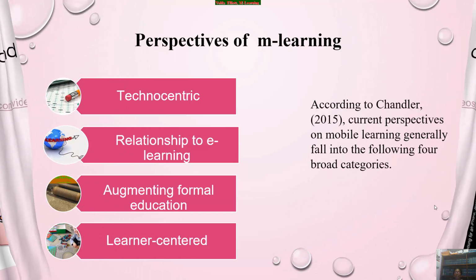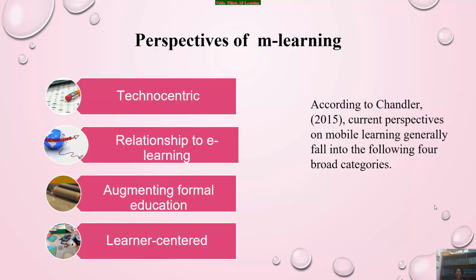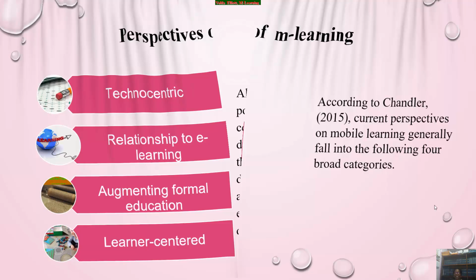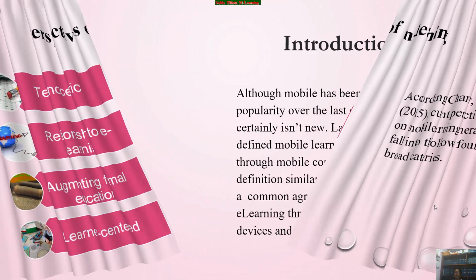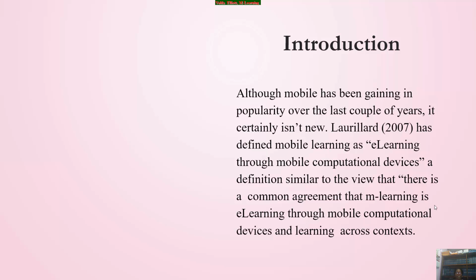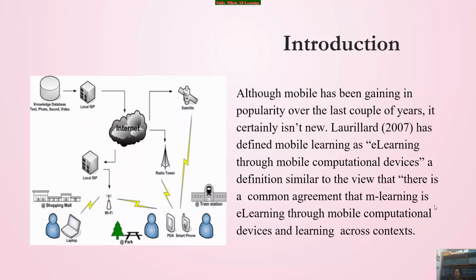Now, several researchers have studied the topic of mobile learning, and as recently as 2015, four perspectives of mobile learning were highlighted: technocentric, relationship to e-learning, augmenting formal education, and learner-centered. Although mobile learning has gained popularity over the years, it certainly isn't new. Elliott 2007 defined mobile learning as e-learning through mobile computational devices, where mobile learning and e-learning are coupled through the use of devices, as you can see in the diagram.